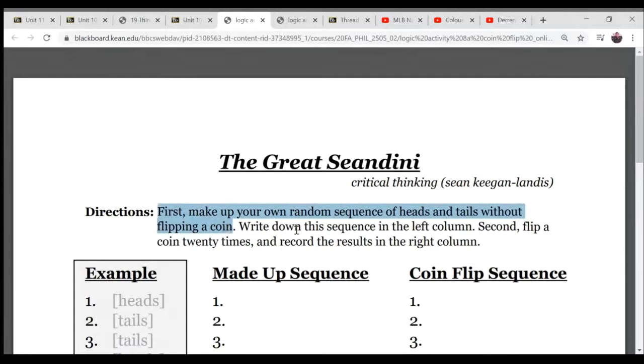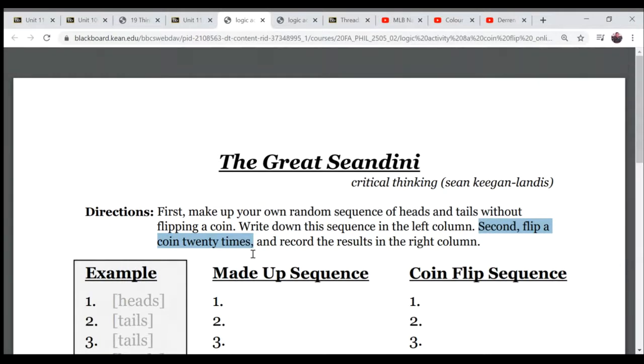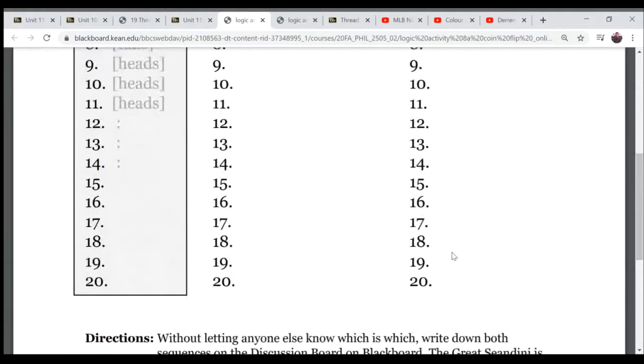That's the first one. You just make it up in your head. And then next, flip a coin 20 times. Actually do the coin flipping. I've got a coin right here, so I would do this, and I get tails, and then do it again, and I get tails again. So I'd write tails, tails, and I just keep doing it a total of 20 times, heads, and write down that sequence on the right side.